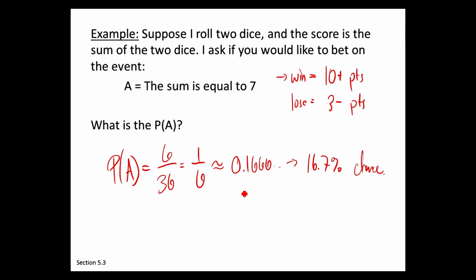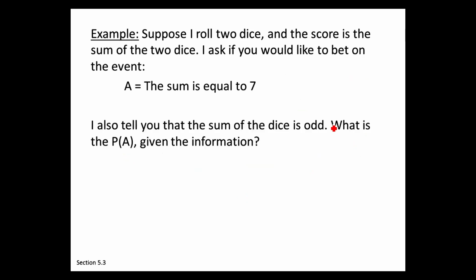So let's think about it. What if I give you a hint though? Let's say that same game, same idea. So you win, I give you plus 10 points, and if you lose, I give you minus 3 points. But I roll the dice, roll them on the ground out here, and I don't tell you what it is, but I say, okay, the dice came up odd. I'm not going to tell you what number I'm looking at, but they added up to an odd number. Now do you want to take the bet?